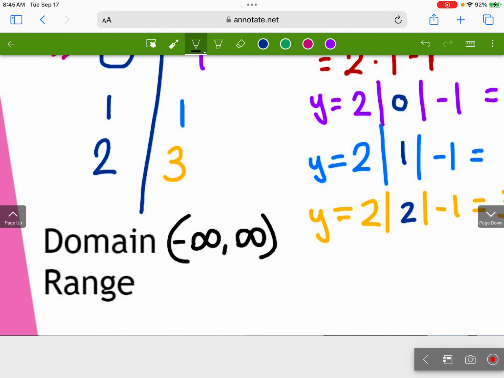How about our range? What are my y values that we can use? What's the y value? -1. That's my smallest y value. What is the biggest y value? Infinity. I've got arrows pointing up. I can go all the way up to positive infinity.